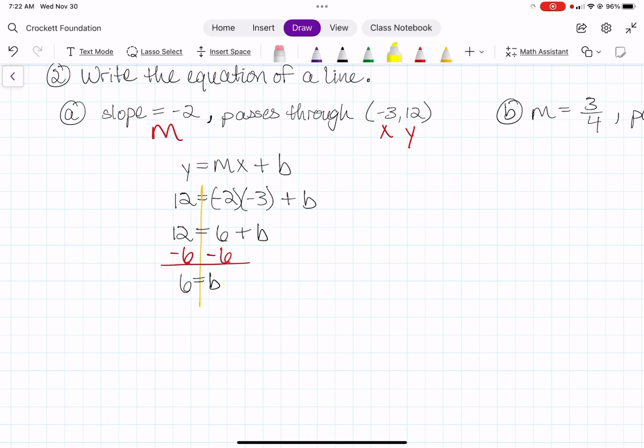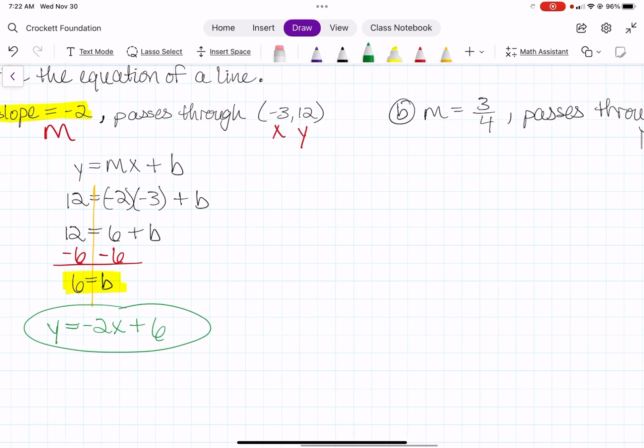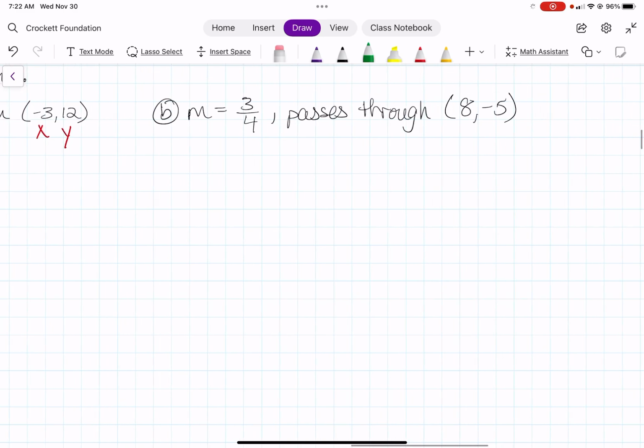So now that I have my b, which is my y-intercept, and I have my slope, now I can write the equation of a line, okay? Our final answer is going to be y equals m, which is -2, x, and then plus 6. That's our final answer, okay? All right, let's go to the second example.